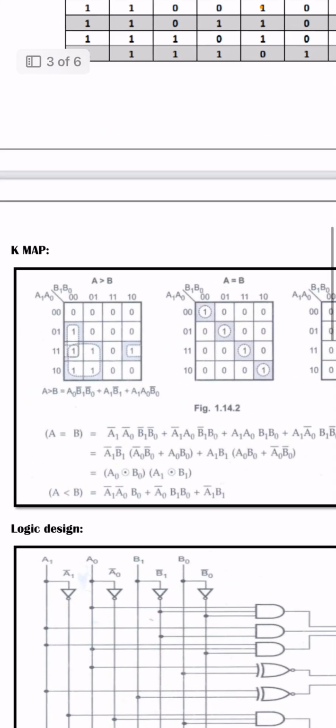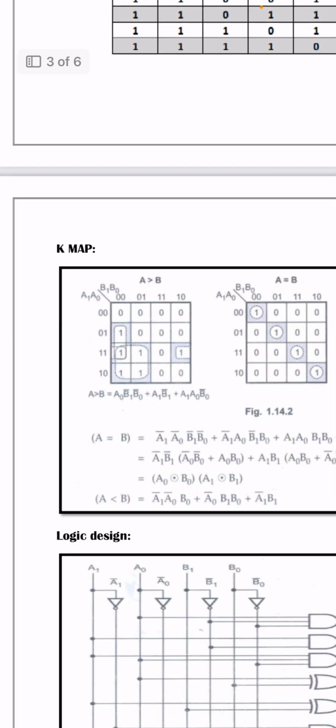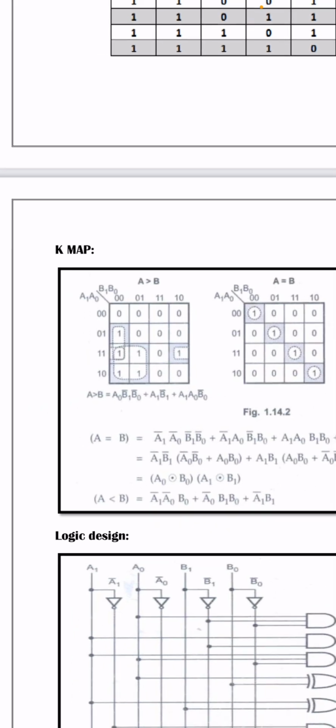Now we're gonna see how this table, the K-map, works. In the K-map, you are required to make groups in multiples of 2, 4, and 8. You cannot make groups of 6, only 2, 4, 8, and so on. This is the rule we follow in the K-map.